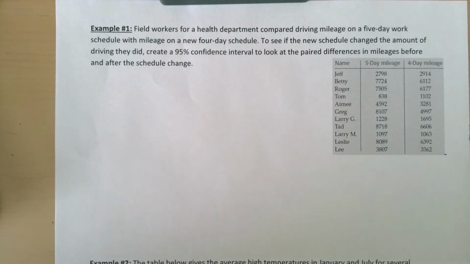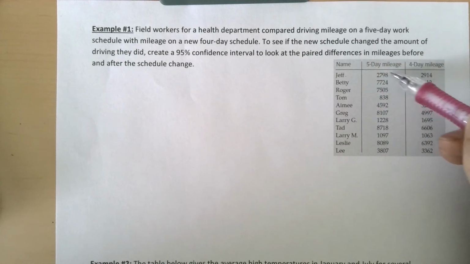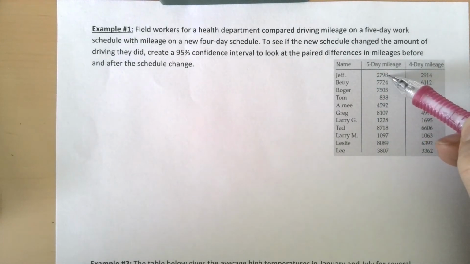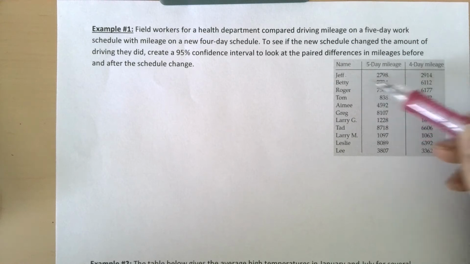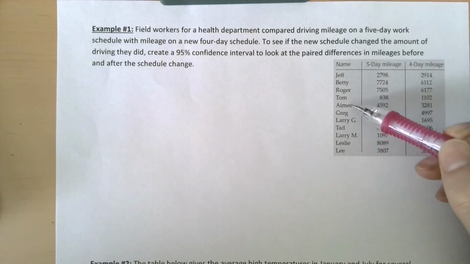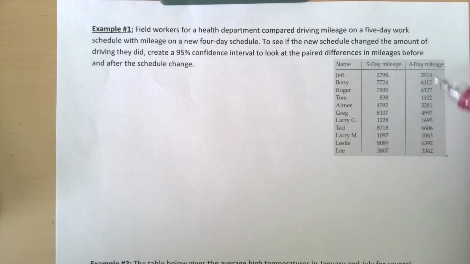So our data here lists the employee's name. So we have Jeff here. This is the miles that he drove on a 5-day work week, 4-day work week. This is his new mileage. Then we have Betty, Roger, Tom, Amy, all of these guys, these are all of my employees, and then their mileage here.